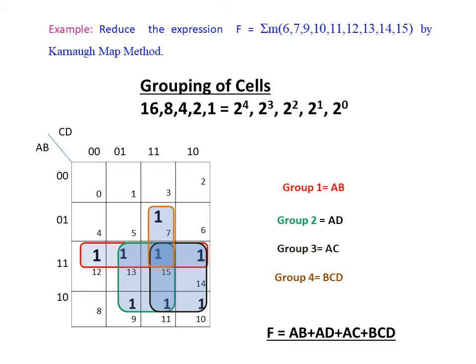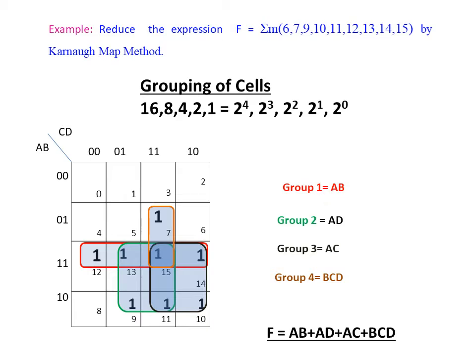For group 1, the red color grouping, it covers the whole column. If it covers the whole column, when solving this we get the answer as 1, so we are eliminating the column side function. Then we consider only the row side values. That is A, 1, 1, which is equal to AB. So I am writing AB.